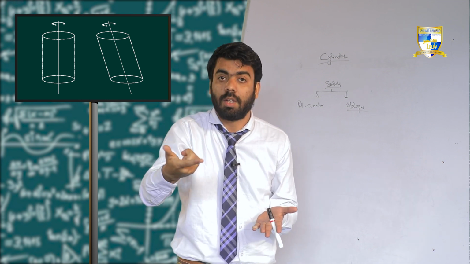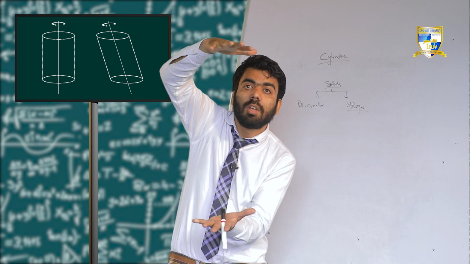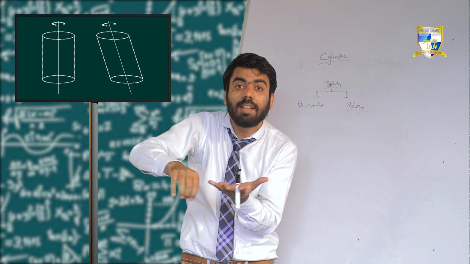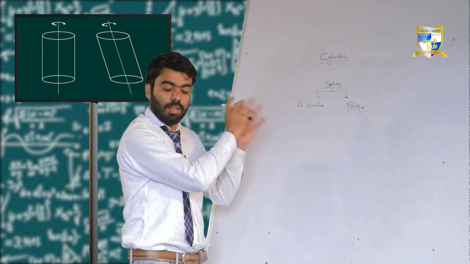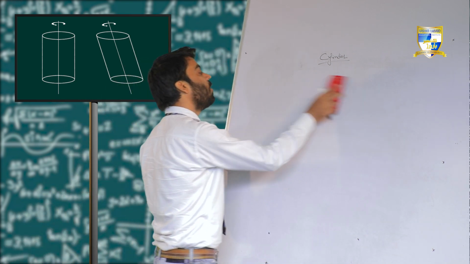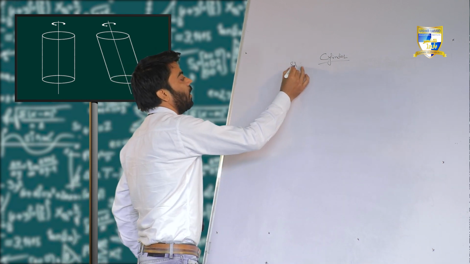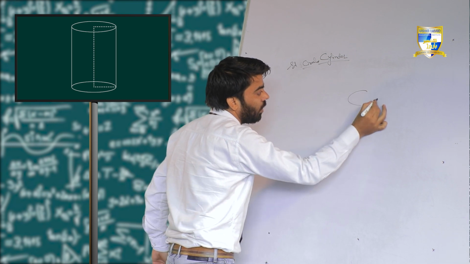But those solids which have the axis making 90 degrees with the base and the top, you have the circle here and the circle here, are known as right circular solids. So I will not discuss oblique here. In our syllabus we don't have the oblique, we have the right circular cylinder. How does it look? It looks like this.